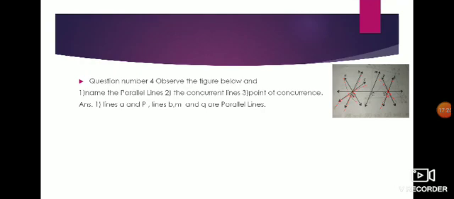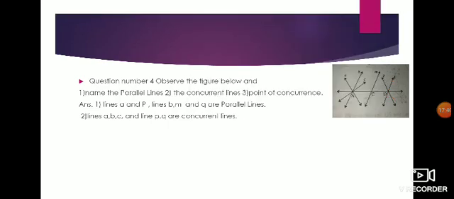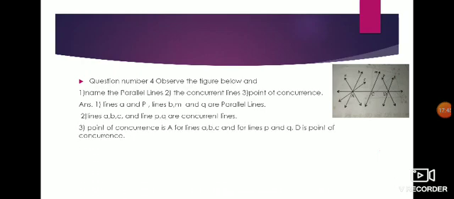So we'll see whether our answer is correct or not. Lines A, B, C and lines P, Q are concurrent lines. Yes, correct. Our answer is correct. Now the last one, what is it? Point of concurrence. Here point A and point D are points of concurrence, because the point of concurrence for lines A, B, C is A, and for lines P and Q the point of concurrence is D.